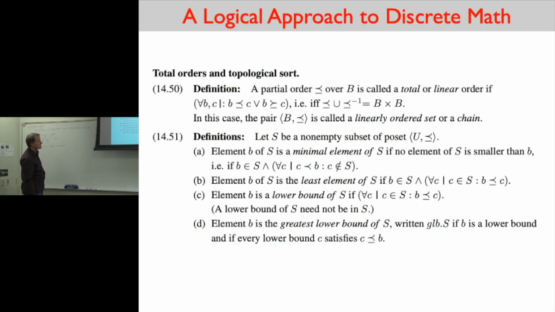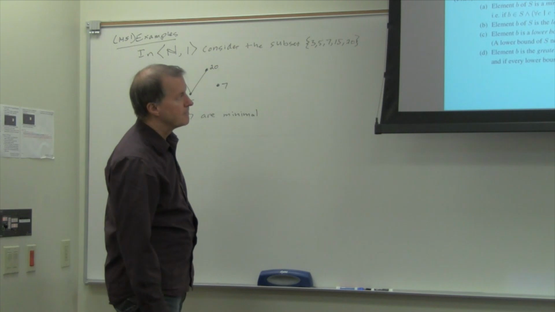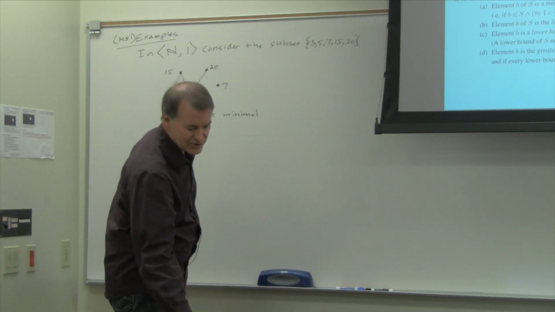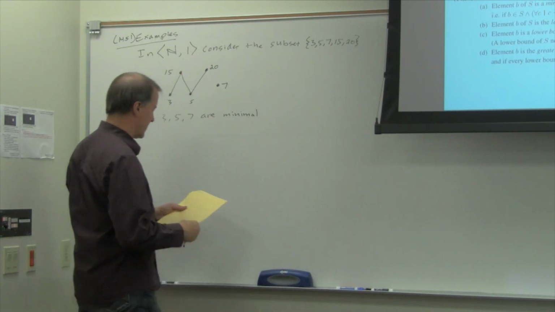Now, what about least? Element B of S is the least element of S if B is an element of S and for all C in S, B is less than or related to C. B is less than or equal to, yeah. So we don't have one. There is no least element. There's absolutely just one least element if it exists. So there is no least element.